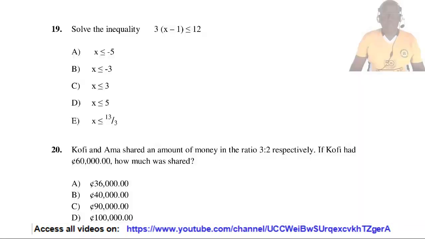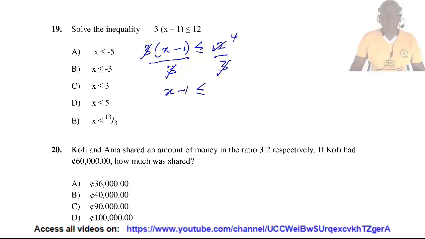Question 19. Solve the inequality 3 times (s minus 1) is less than or equal to 12. We shall divide through the inequality by 3. 3 cancels 3, and 12 divided by 3 gives 4. So s minus 1 is less than or equal to 4. We shall send minus 1 to the other side of the inequality, so plus 1. So s is less than or equal to 5. So the answer is D.